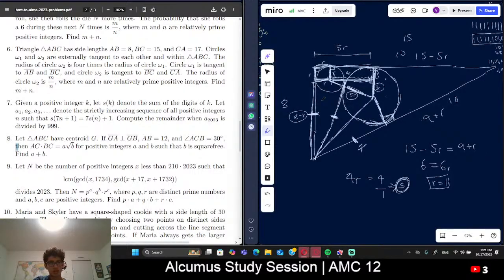Let's see, triangle ABC has side lengths AB is 8, 15, and 17. So that does make it a right triangle, right? 64 plus 225 is 289, which is 17 squared. CA. Did I label my sides correctly? It should be like this, right? A, B, and then this is C. Yeah, that way it looks fine. Now they're externally tangent to each other and within. Okay, that's also true over here. If they're tangent, does that mean that any of the assumptions we made are wrong? I don't think so.